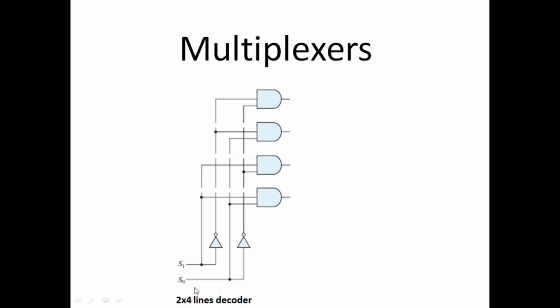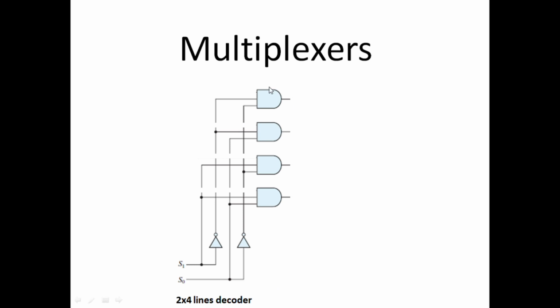Okay, so this is a 2x4 lines decoder. These are the two inputs represented with S0 and S1, and these two inputs are connected to the four AND gates, and these are the outputs. So this is a 2 to 4 line decoder. 2 are the inputs and 4 are the outputs of this decoder. So this is exactly a decoder. We have already studied decoders. So how can we make a multiplexer out of this 2x4 line decoder?